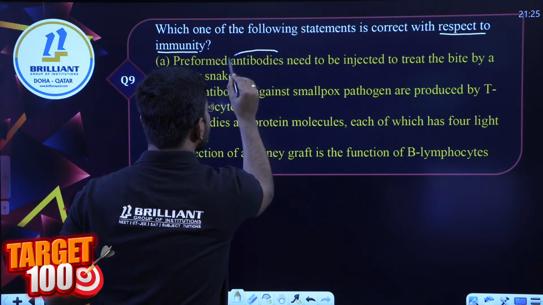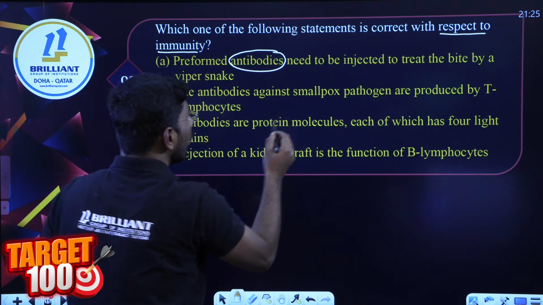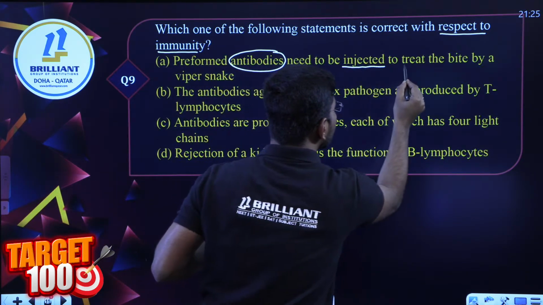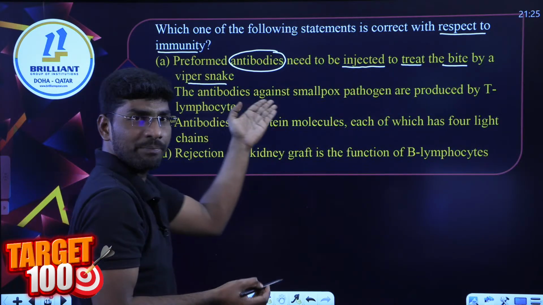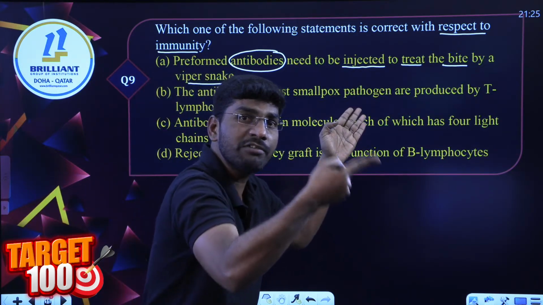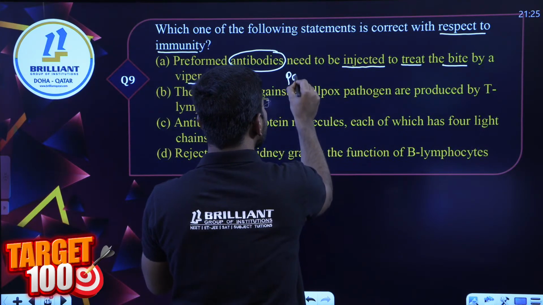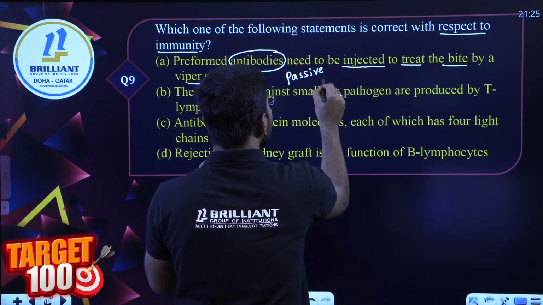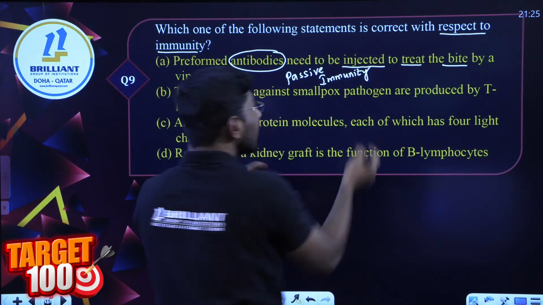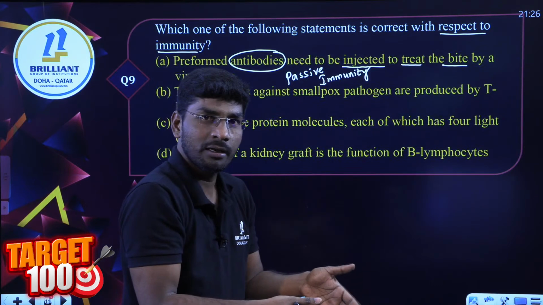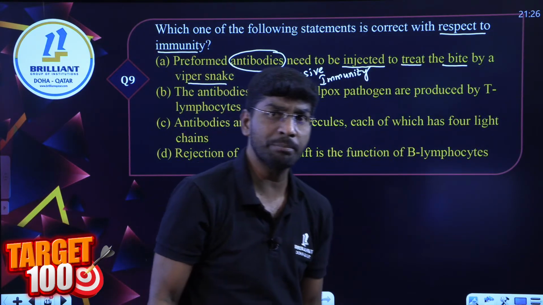Preformed antibodies, that means ready-made antibodies, need to be injected to treat snake bite. Shall I call this artificial passive immunity? I am writing here, this is called passive immunity. Artificial passive immunity. Statement A is correct. But what's wrong in B, C, D?